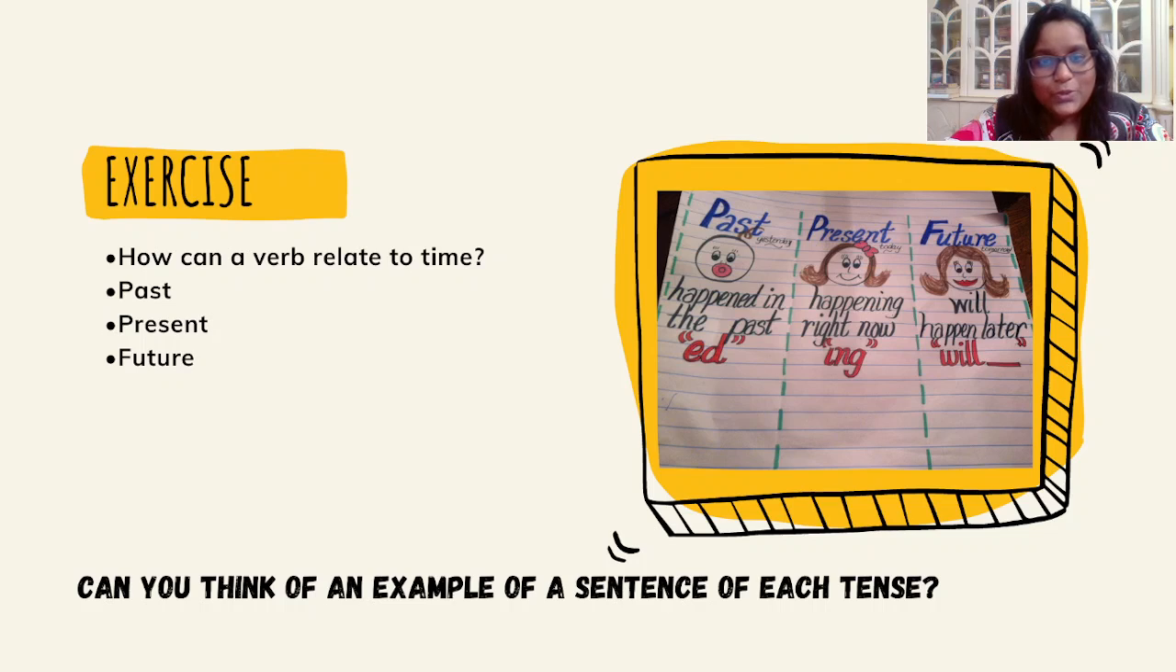Now I want you to pause the video and write down three sentences with verbs belonging to each of the tenses. I'll give you an example. I taught you yesterday, past tense. I am teaching you now, present tense. I will teach you tomorrow, that is future tense. Now pause the video for a second and write down three sentences that belong to each tense.